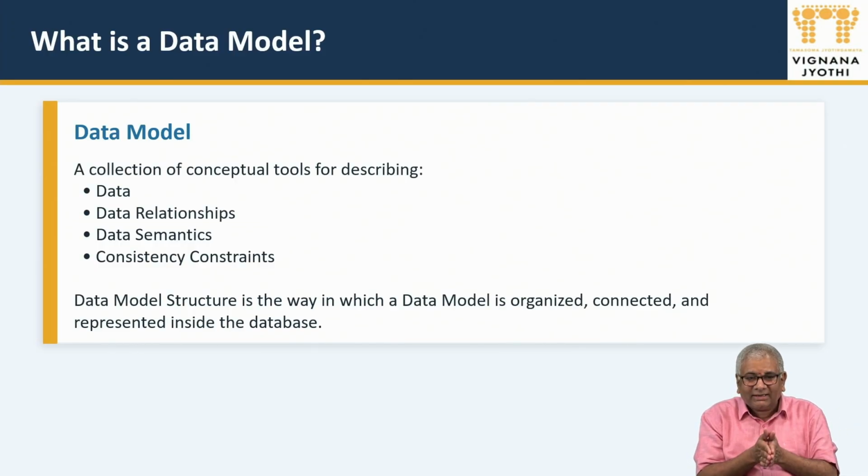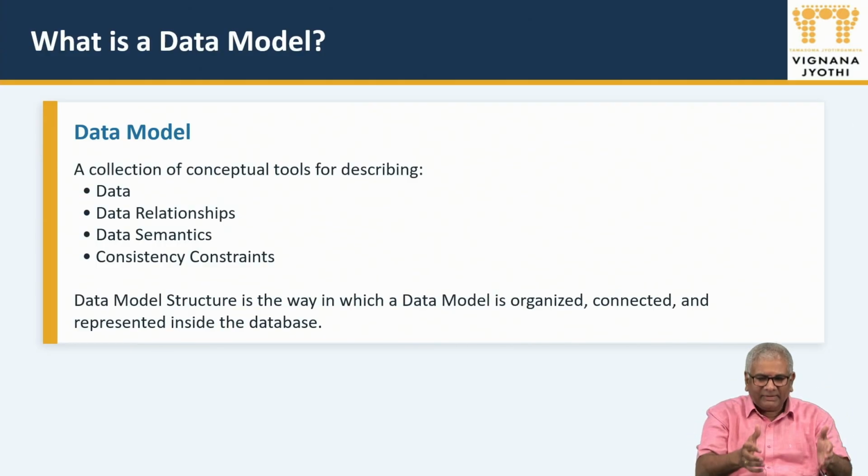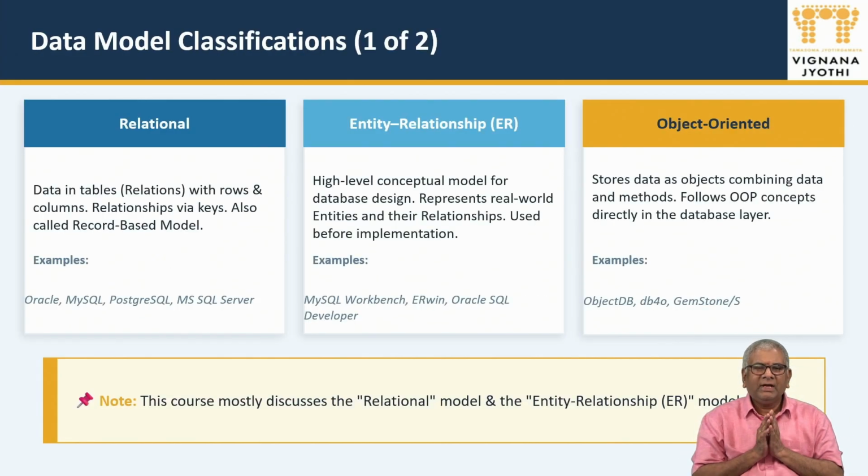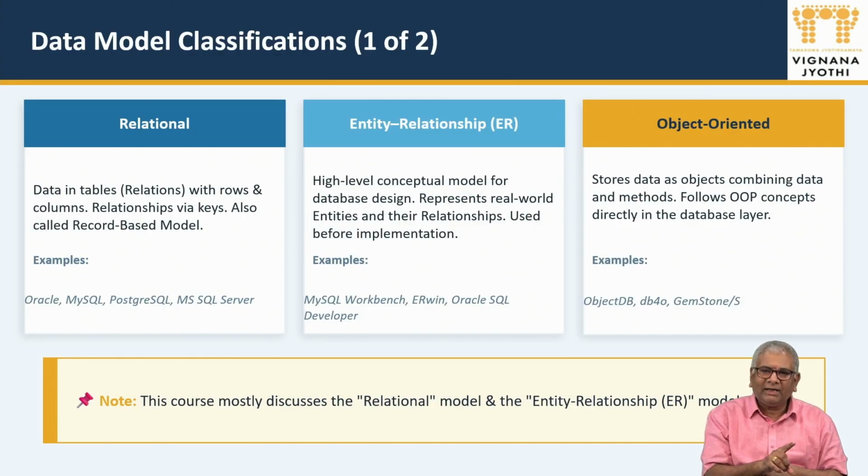Data model structure is the way in which the data model is organized, connected, and represented inside the database. So basically, when you implement the data model, that becomes a structure. Now, if you look at it historically, there are several data models. I'm just going to mention all of them, but the most important data models which we are going to discuss in this presentation series are relational and ER models, entity relationship models. We will mention those things and we'll see relational models.